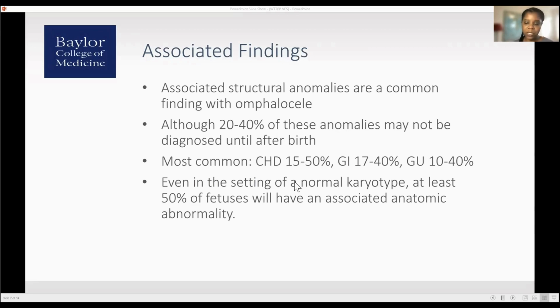The most common associated anomalies are congenital heart defects, such as tetralogy of Fallot or dextrocardia, gastrointestinal anomalies such as intestinal malrotation or atresia or anorectal malformations, and genitourinary anomalies such as renal agenesis or polycystic kidneys. And it should also be noted that even in the setting of a normal karyotype, at least 50% of fetuses will have an associated anatomic abnormality.